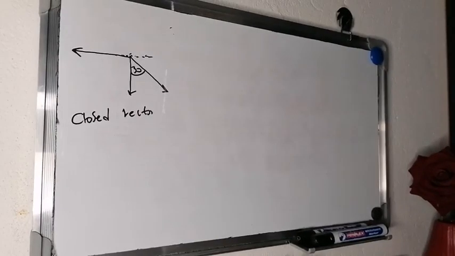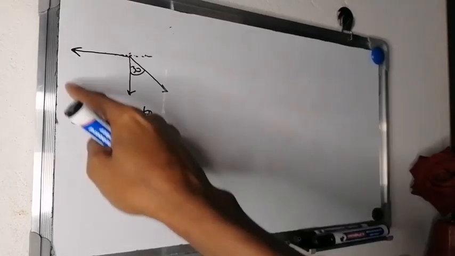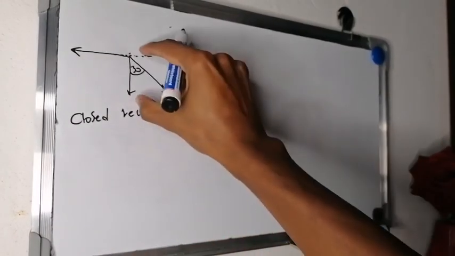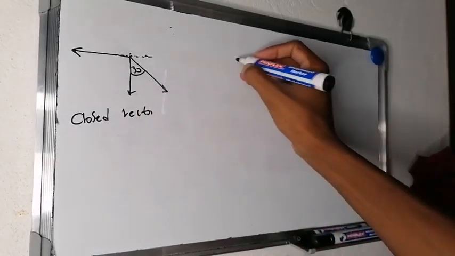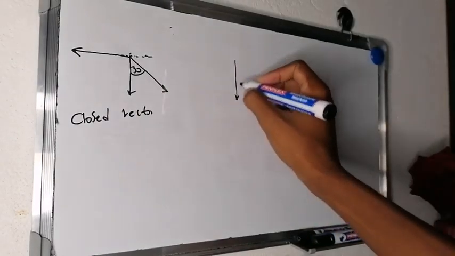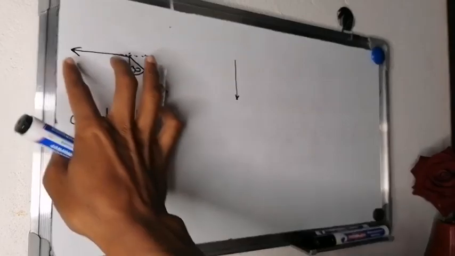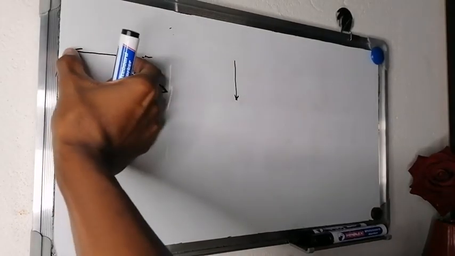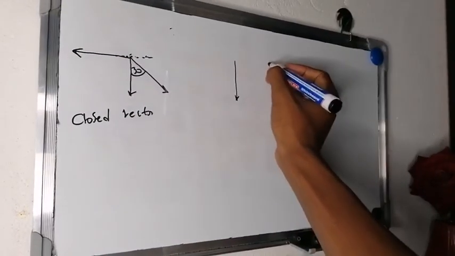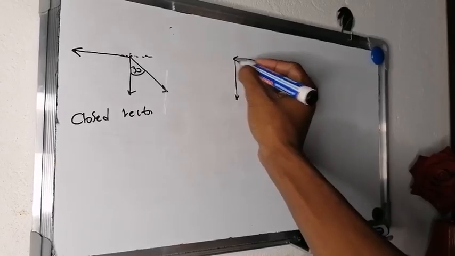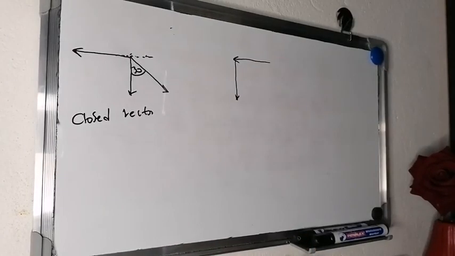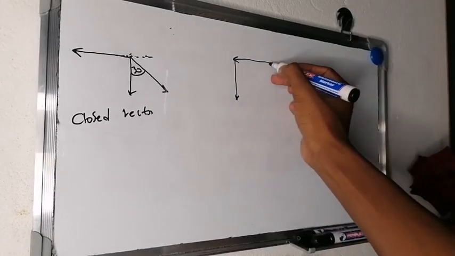When you form a closed vector, you must form a triangle using these three. You first take this one and plug it there, and you must use tail to tail. Then take this one the way it is and plug it there. Then you take it here, and now you need another one to close.